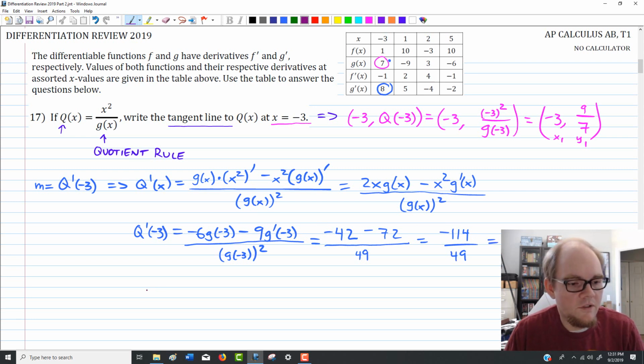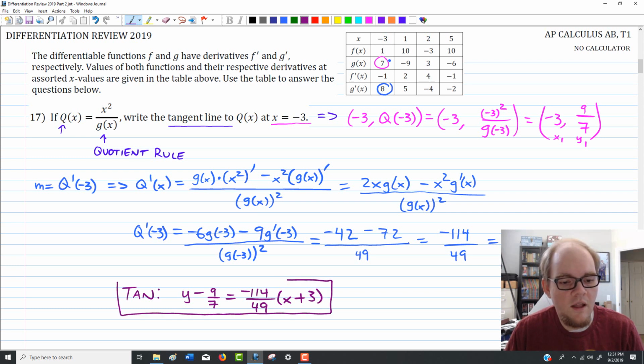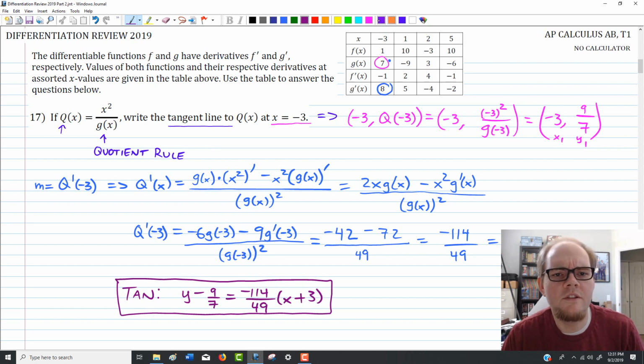And all this means that we can finish this off with our tangent line. It's going to be y minus 9/7 is equal to negative 114 over 49, quantity x minus a negative 3. There is the tangent line that we were looking for. So once again, what I'm hoping you start to realize as you look at these problems is that although we're using a table of values, in reality you're just differentiating and applying those same skills. You're just drawing the information out of the table. So it looks a little bit wonkier, but it's not actually that bad.